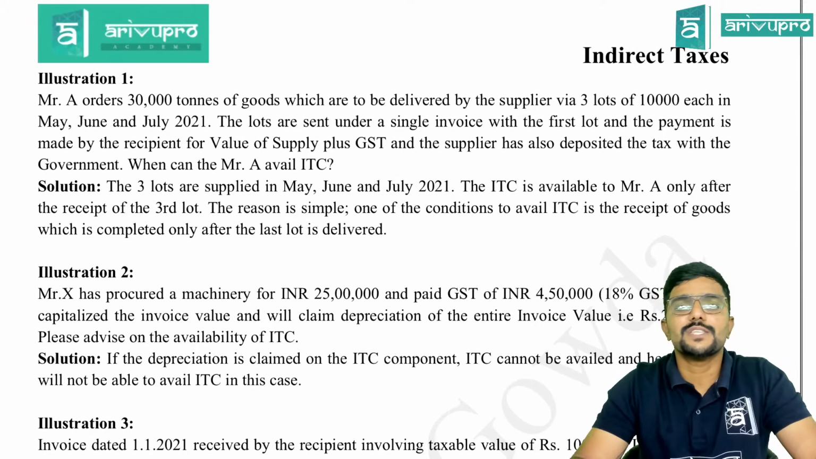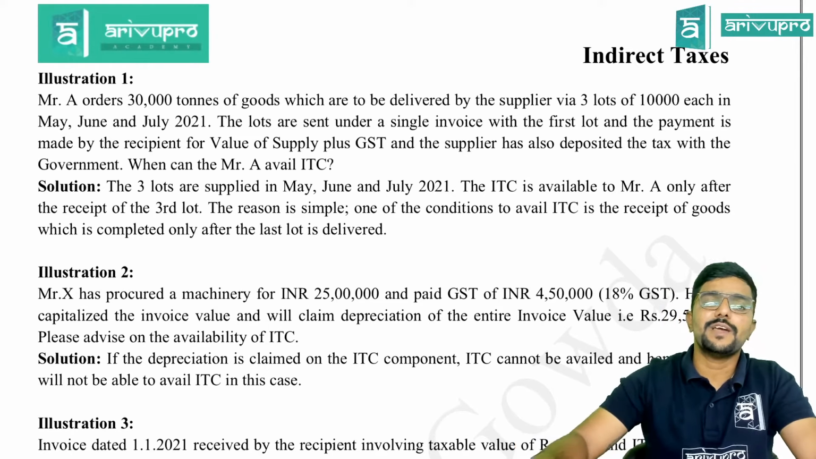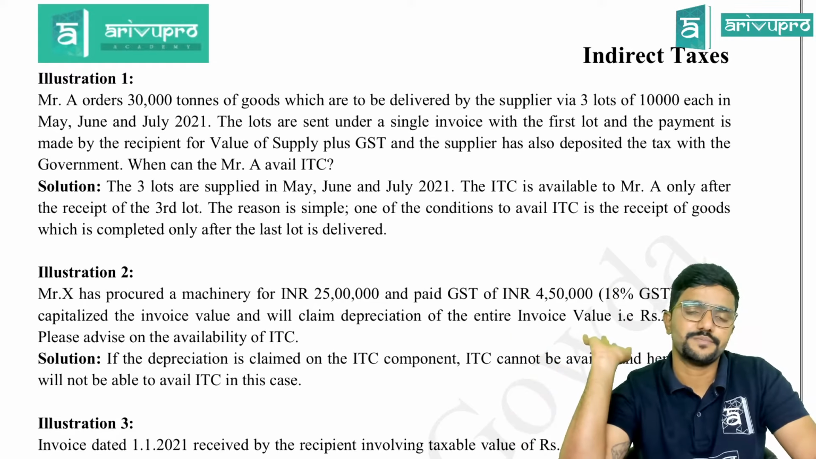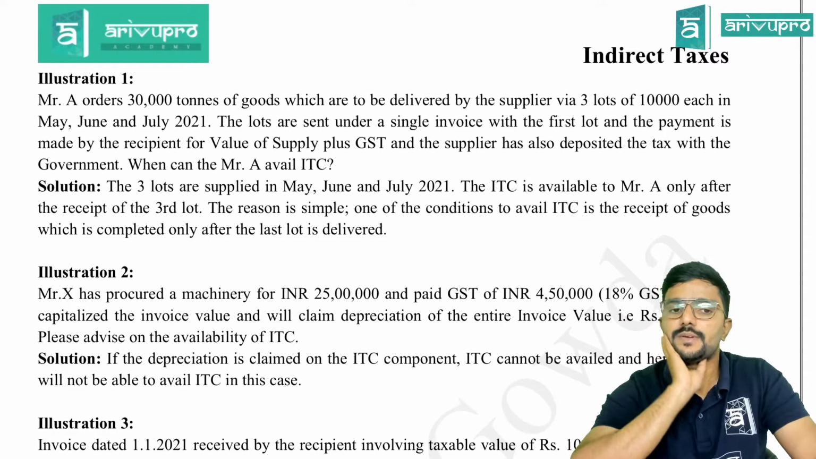Why? Because he has not yet received the goods completely. He is receiving the final lot when? In July. Only after that he can claim the credit, provided other conditions all are satisfied.